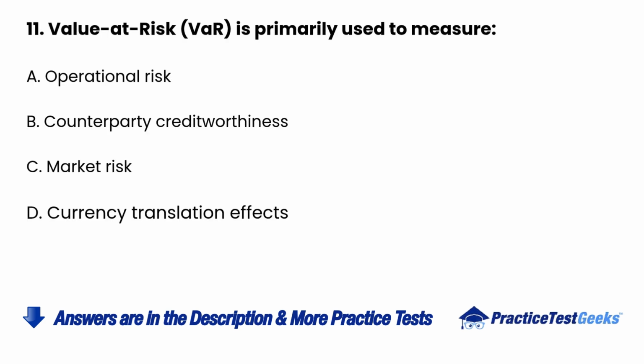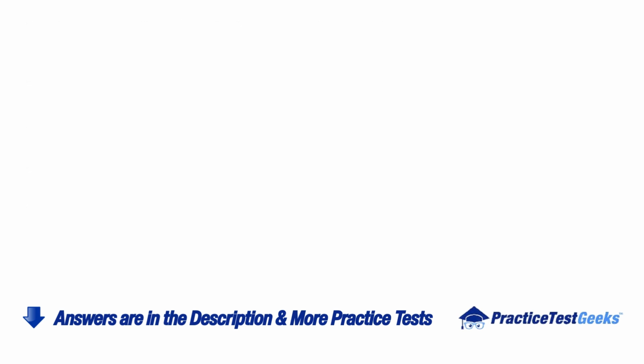11. Value at risk (VaR) is primarily used to measure: A. Operational risk. B. Counterparty creditworthiness. C. Market risk. D. Currency translation effects.